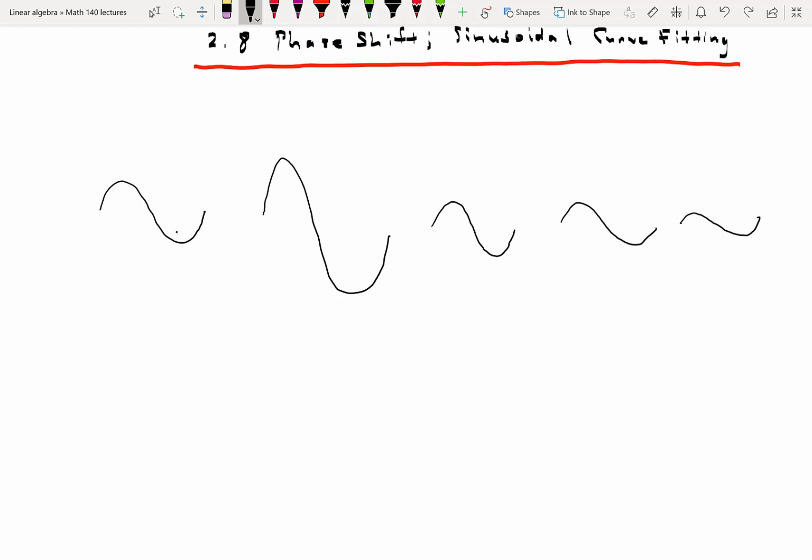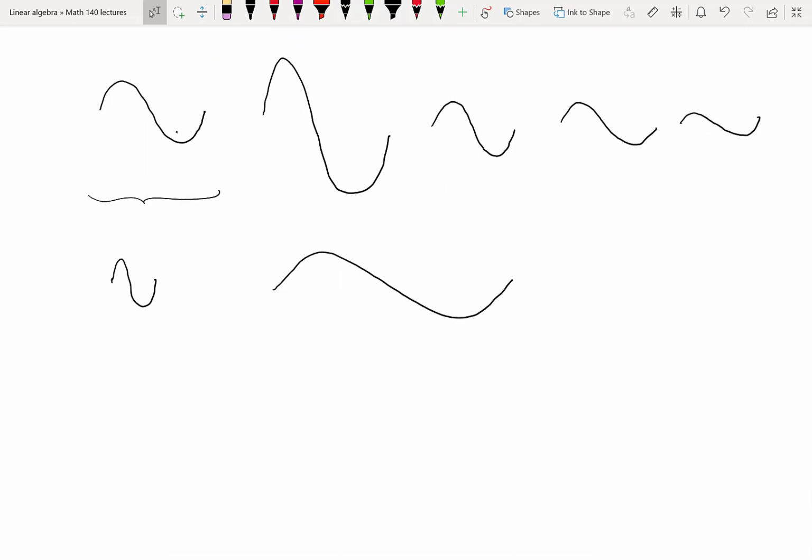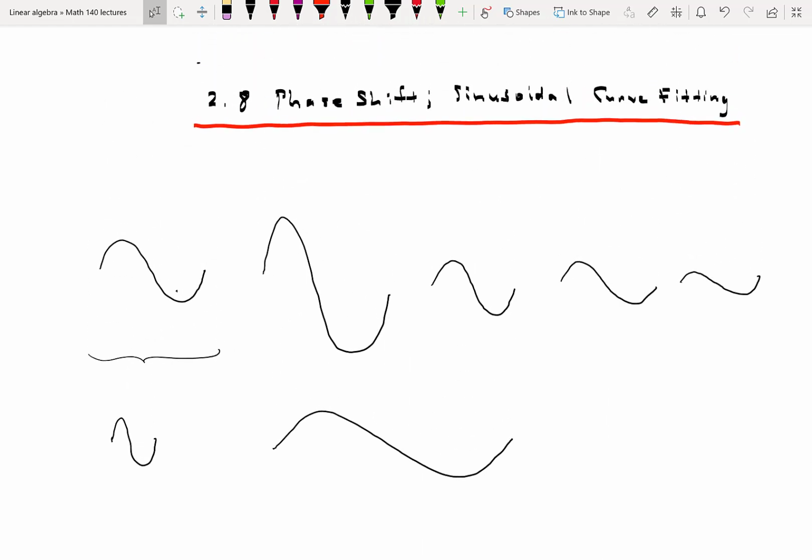So if this is one period of the sine, then maybe we squeezed one period into a shorter area, or we increased the period. That was a result of changing the omega in a sine omega x or a cosine omega x, and the change in the actual amplitude was by changing a.